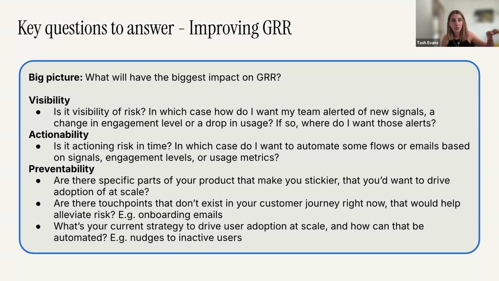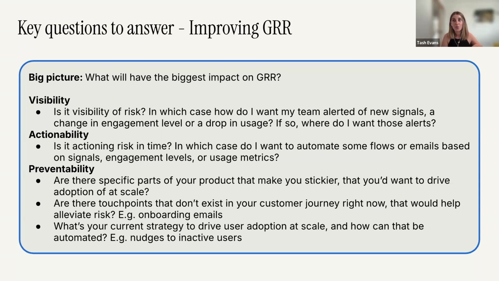Is it that actually we're really good at spotting our risk, but once we've spotted it, we're not brilliant at actioning it? Maybe we don't know what to action, or there's too many risks to go after, or we have too many customers to do this one-on-one. And so in this case, well, actually, do I want to automate some of the action piece? When there's a brand new risk or when there's a drop in a data point, do I want to automate sending that customer an email or sending them an in-app notification?